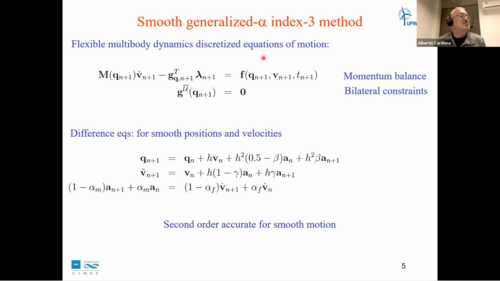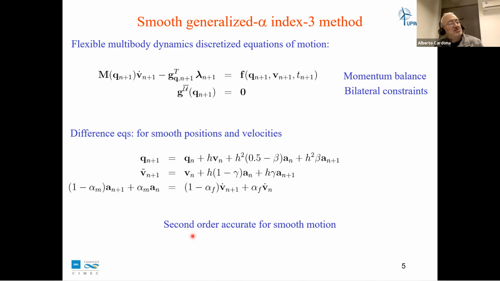How do we solve it? For integration, we discretize in time, and we arrive at systems like this one. What we use in our code is the generalized alpha time integration method, in which the discretized momentum balance is expressed this way. The bilateral constraints are there, and they are supplemented with difference equations, which give the relations between discretized velocities, accelerations, and displacements.